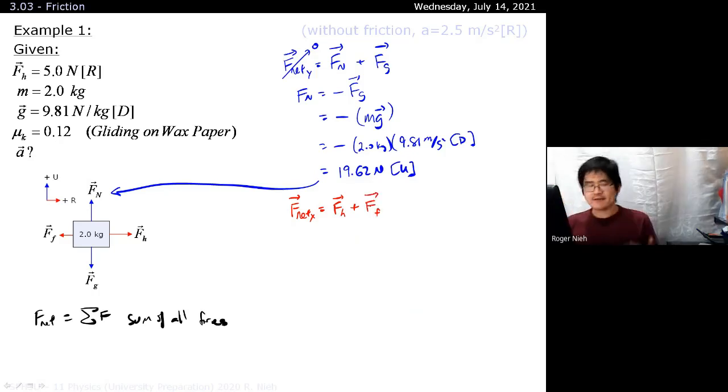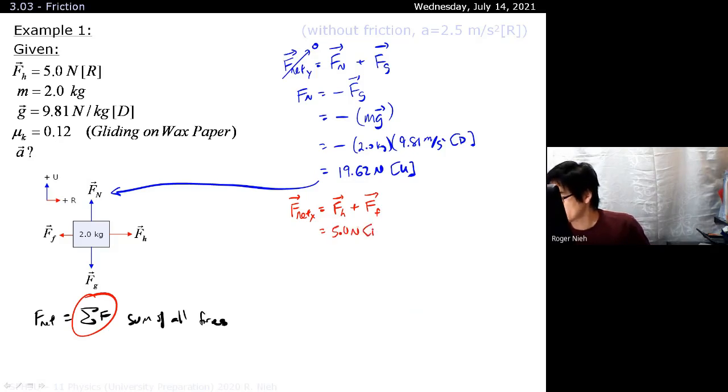Again, F net x, by definition, is equal to the sum of all forces. So the sum of the force of the hand plus the force of friction plus whatever forces you have to the left or to the right of you. Now, the force of the hand is 5.0 newtons towards the right. The force of friction, we know that it has to go in the opposite direction. Oh, I forgot to do that calculation. Well, I know that you guys know how to do this by now. F of F is equal to mu k times Fn.